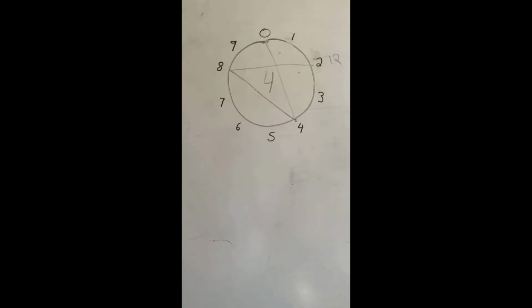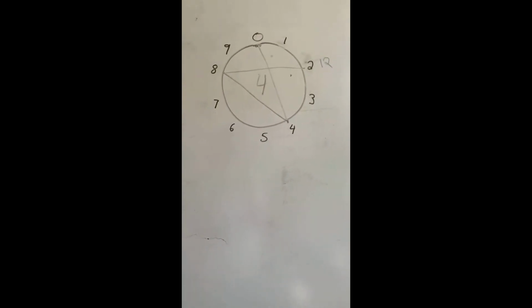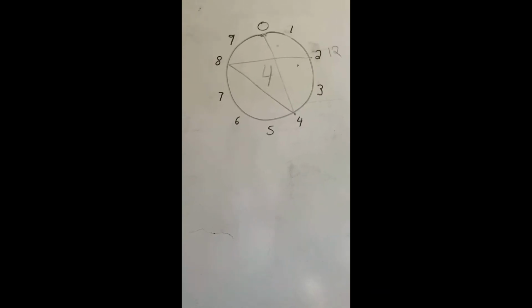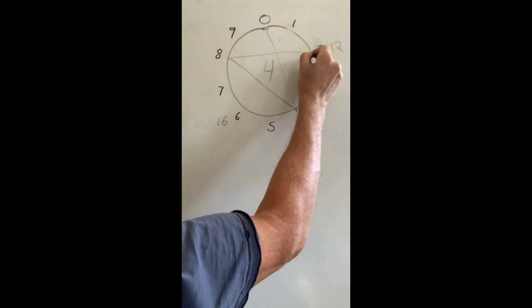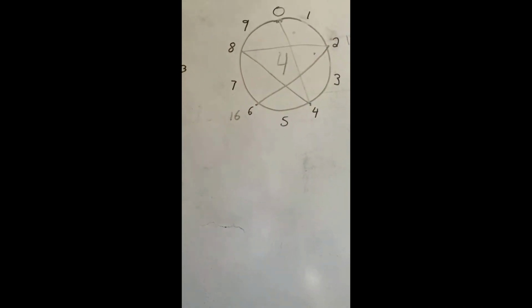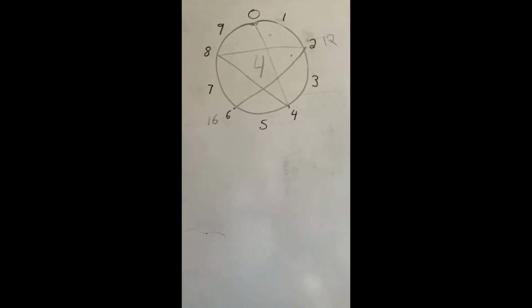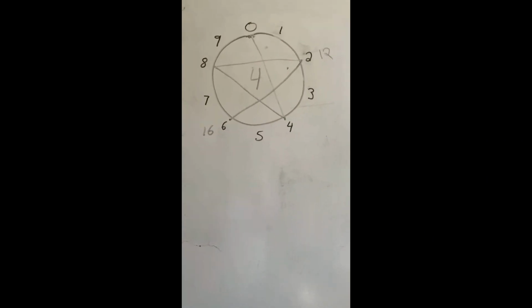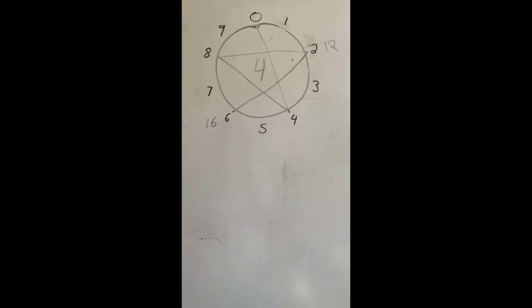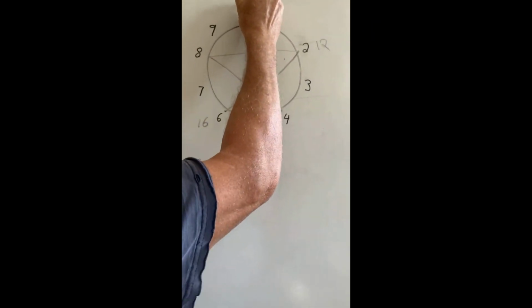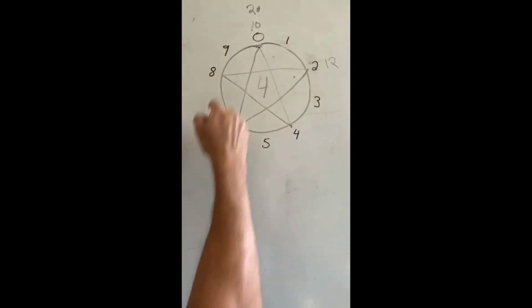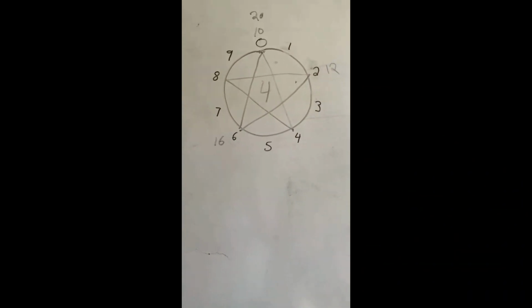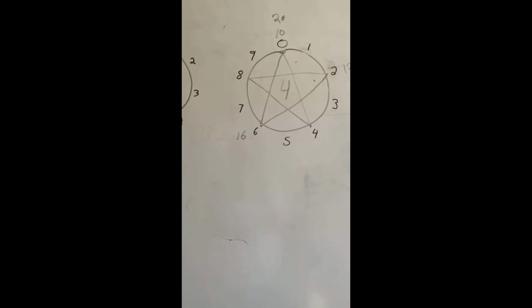And then 4 times 4 is 16, so 6 becomes 16. We go down here to 16. 5 times 4 is 20, and we go back up here, 10, 20, and the pattern just goes again. It's going to become a star. So basically, these are circle patterns for multiplication.